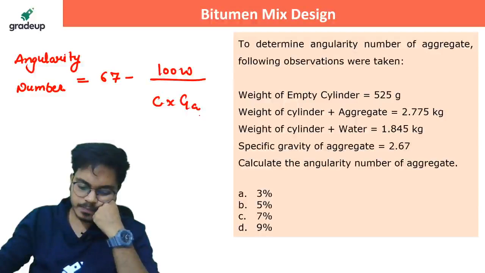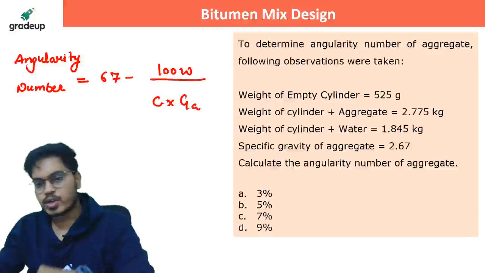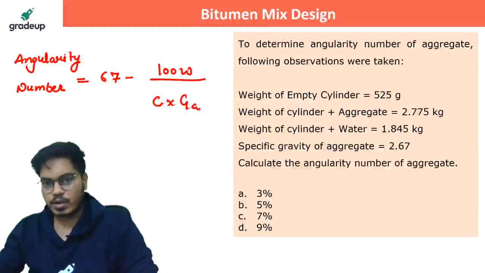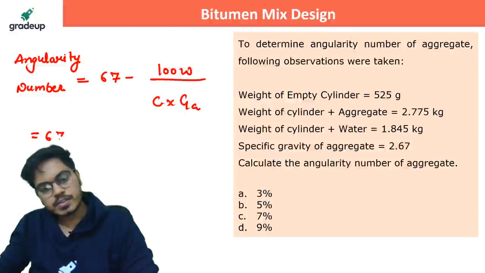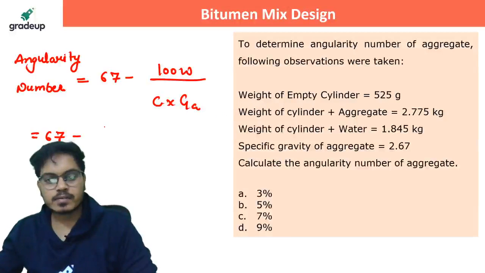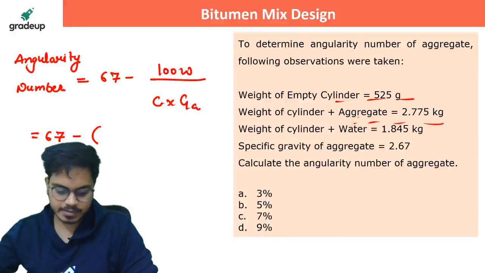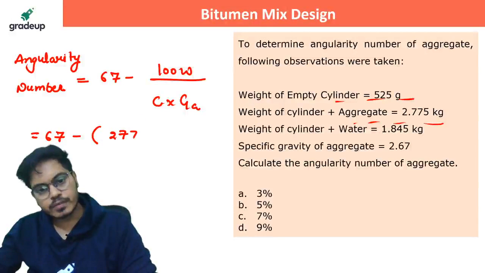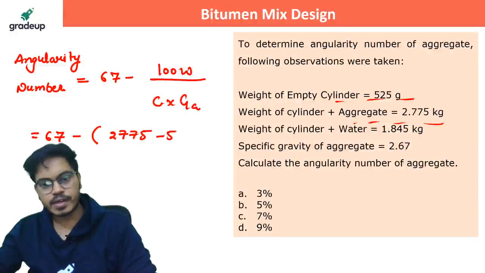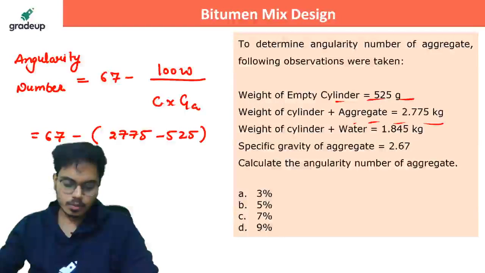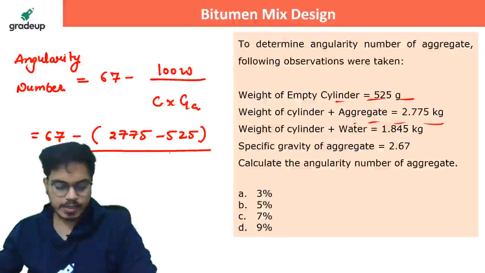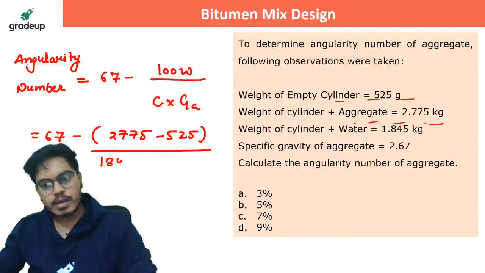And then what is W here? That's the weight of the aggregate. Let me write down 67 minus. How can I get the weight of the aggregate? I know the cylinder weight is this much, and the weight of cylinder and aggregate is this much. So this will be 2775 grams minus 525 grams, divided by C. C will be 1845.